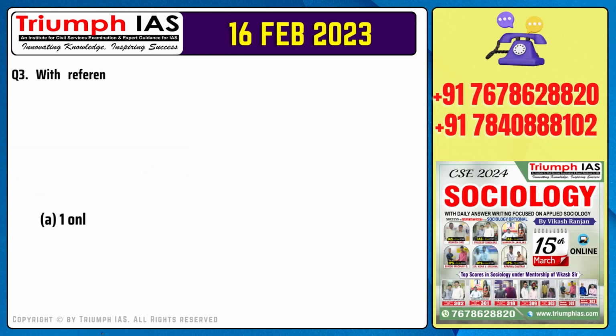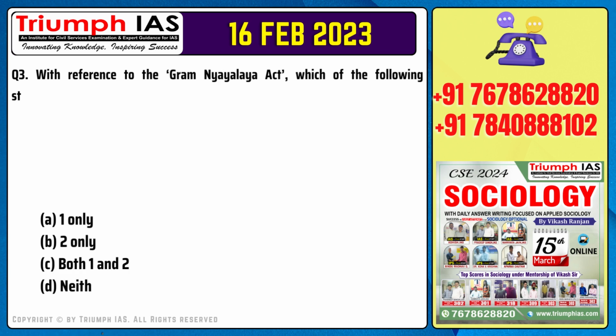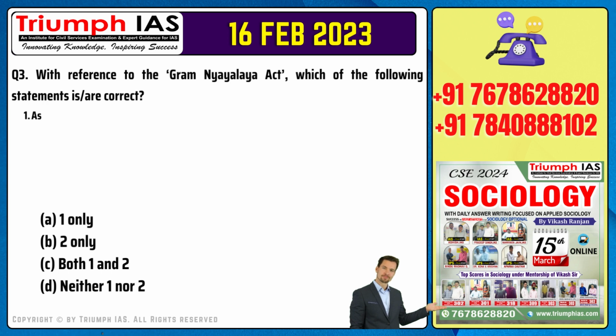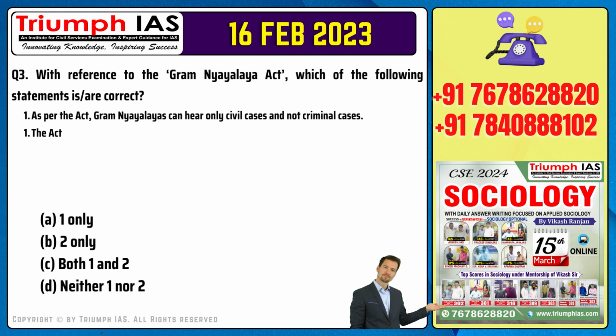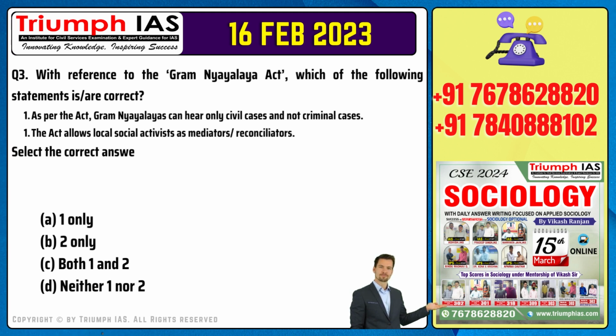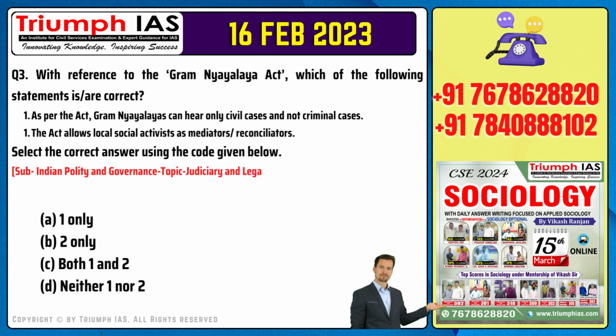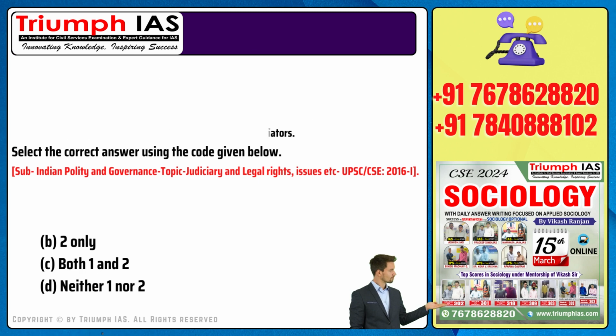Question number 3. With reference to the Gram Nyayalaya Act, which of the following statements are correct? 1. As per the Act, Gram Nyayalayas can hear only civil cases and not criminal cases. 2. The Act allows local social activists as mediators and reconciliators. Select the correct answer using the code given below. The options are: Option A, 1 only. Option B, 2 only. Option C, both 1 and 2. Option D, neither 1 nor 2.